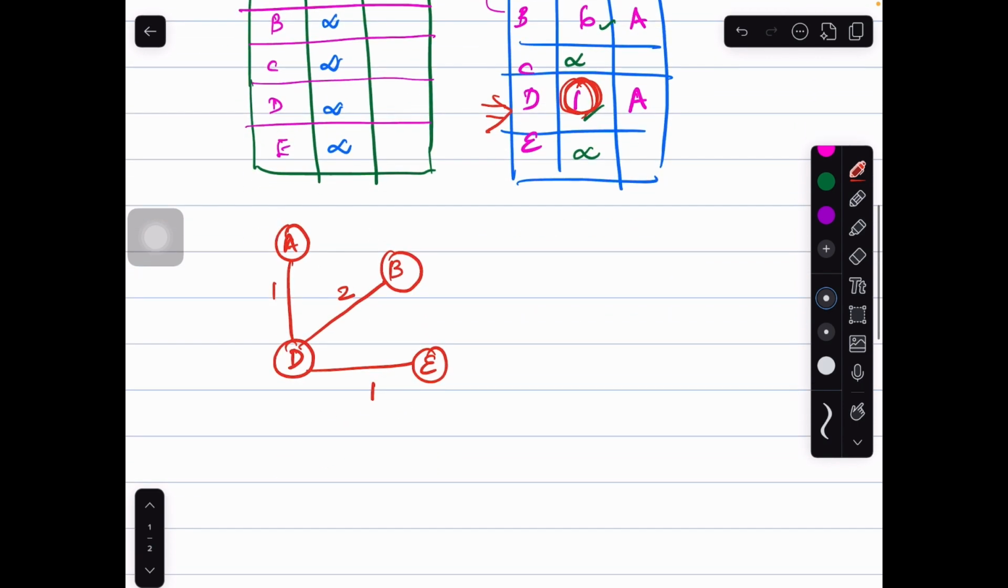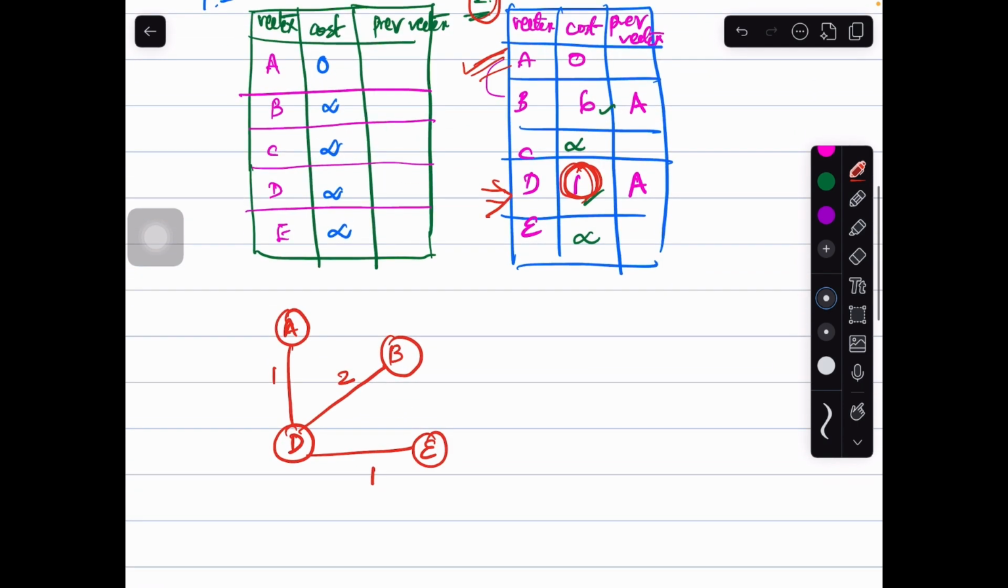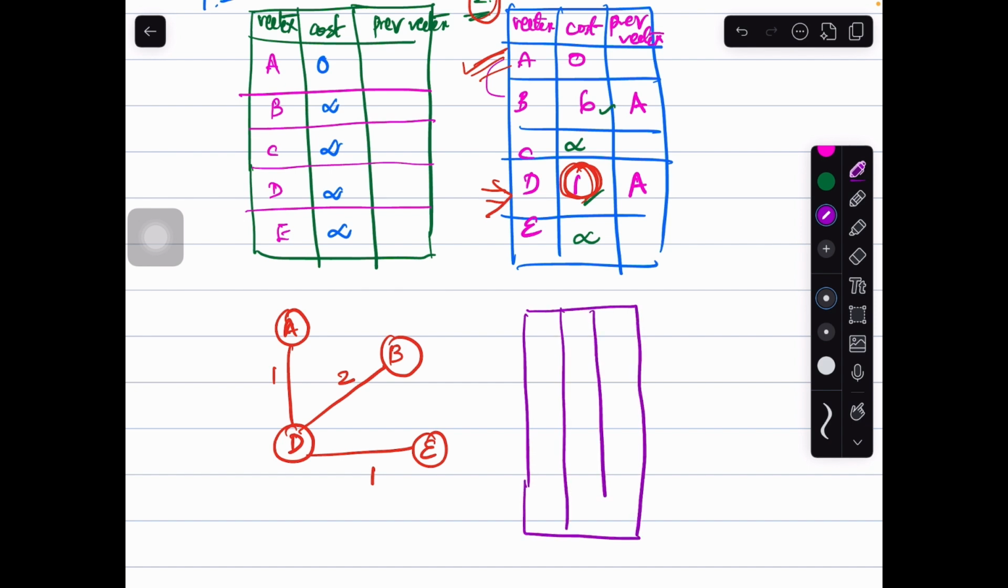Now let us first calculate the distance and draw the table parallelly for this. So we'll draw the table, and I'm just going to write A, B, C, D and E. Now what is the cost for node D from the table already? It is 1. So from node D, when we have to travel through node D to E, what is the cost?